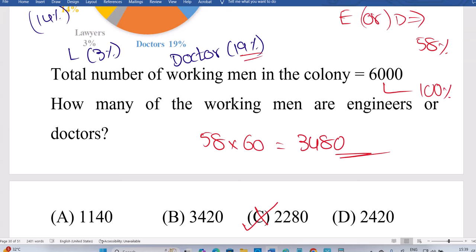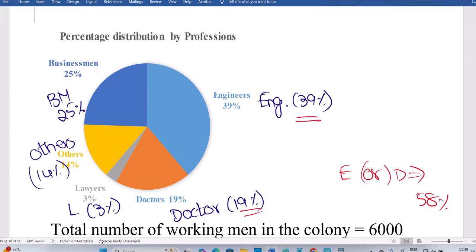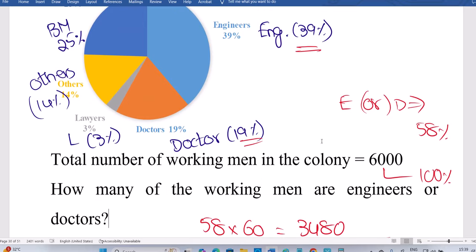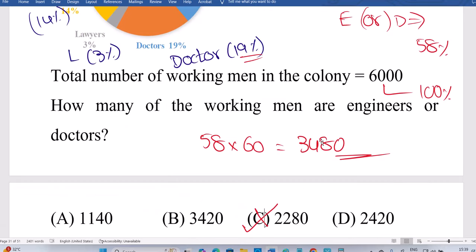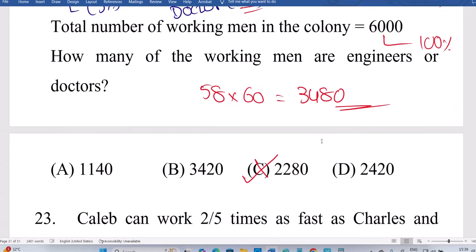Right. Or else is there any typing mistakes? Let me calculate. 25 and 14, 39, 78, 9,700. It's correct only. The entire percentage is correct only, but we want 3,480, not available in options, but this is the thing. 3,480 is correct. Next one.